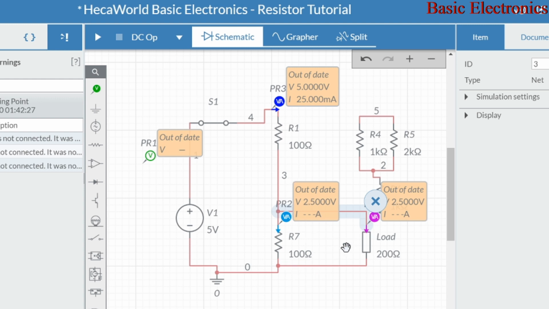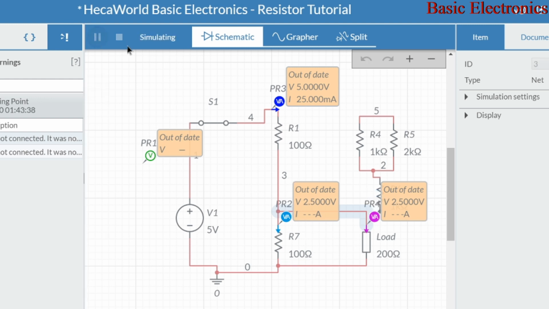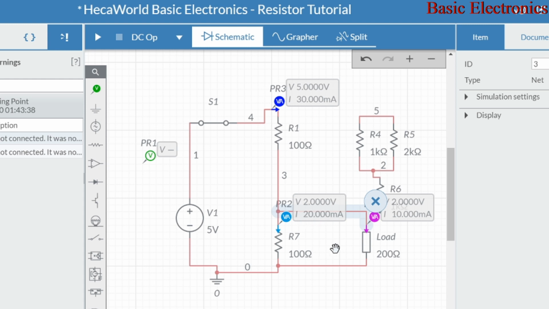So if we run the simulation here, you will notice that the voltage developed across R7 and the load is less this time. It's 2 volts. Why? Because the value of these two is less than 100 when they're in parallel. To calculate resistance in parallel, the equivalent resistance is equal to the product of all the resistors in that network divided by the sum of the resistors in that network.